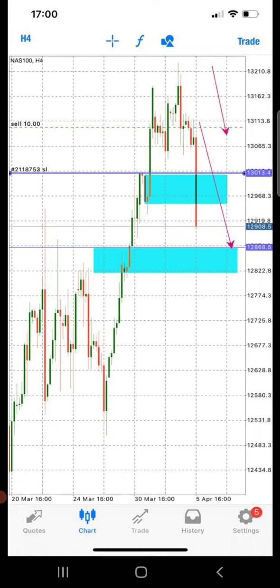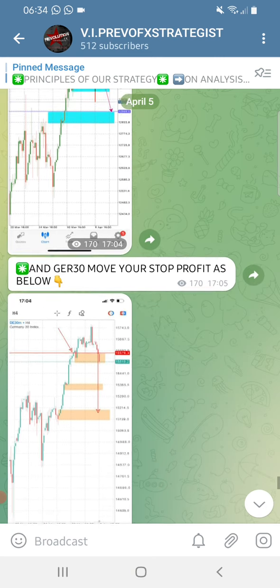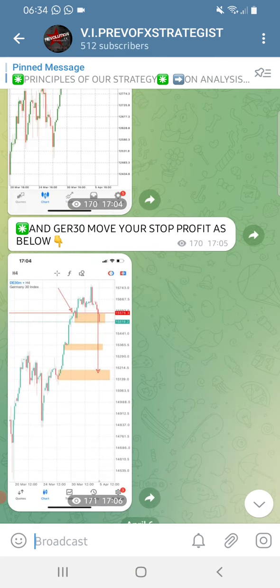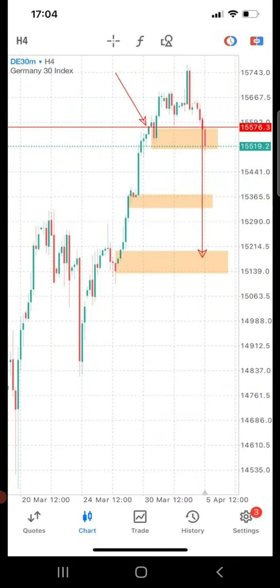So Nasdaq will keep bouncing below here before gaining the momentum to move again to the next demand area, which is at 12868.5. Okay, the same thing we did with German 30, as you can see on the picture here below.